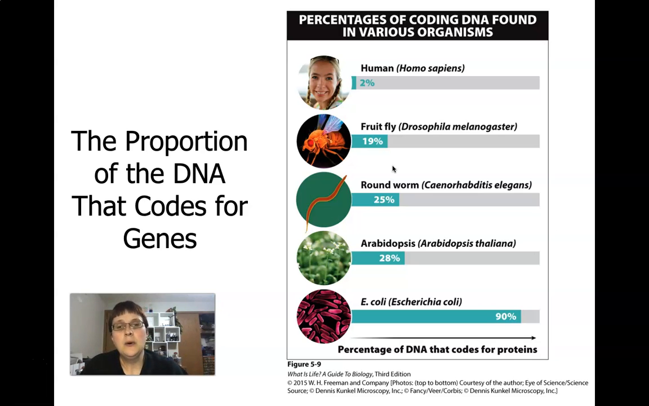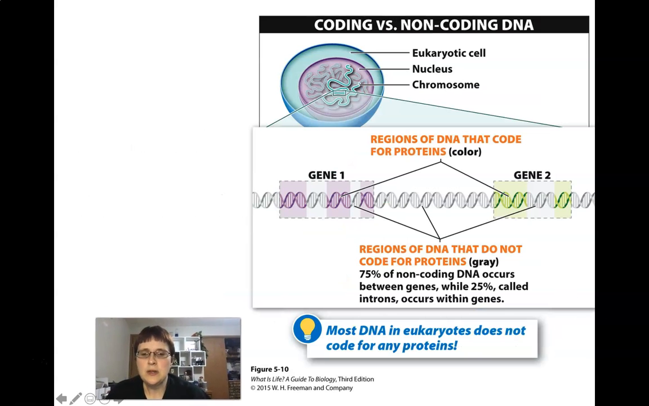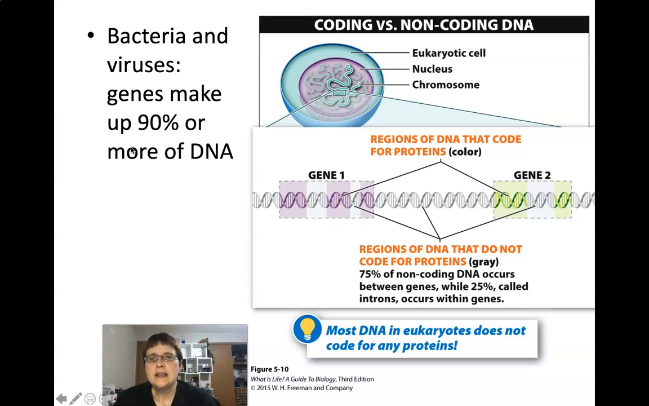So what's going on? Well, we're not 100% sure exactly why this has happened, but we do know that prokaryotes like E. coli and other bacteria have up to 90% or more of their DNA as genes. So they usually have 10% or less of their DNA in this non-coding part. So let's take a little bit of a look at what's going on here. Like I said, in bacteria and viruses, genes make up 90% or more of the DNA. What is the rest of it?